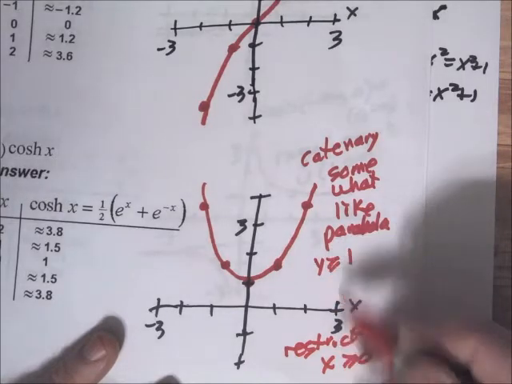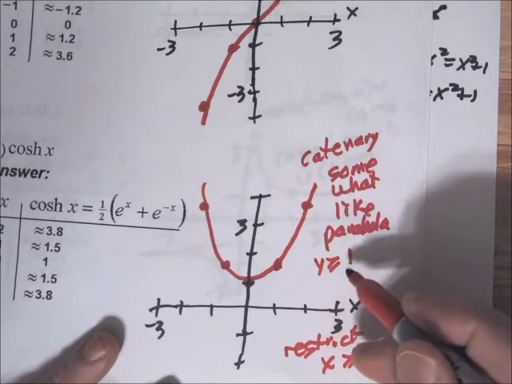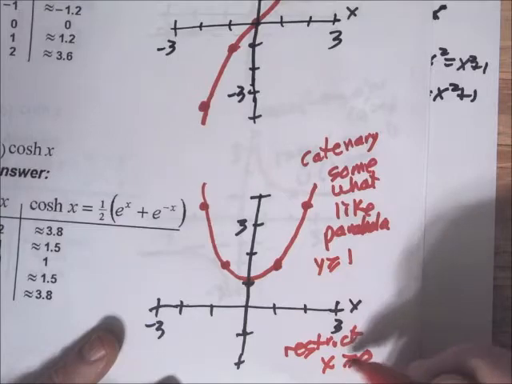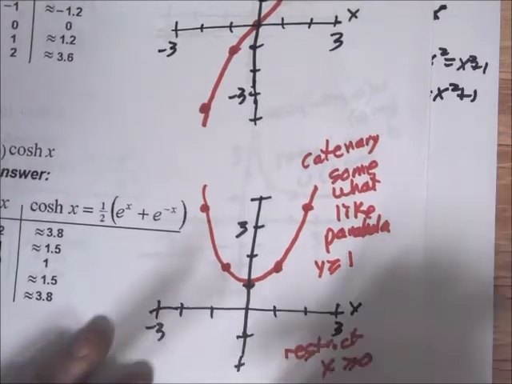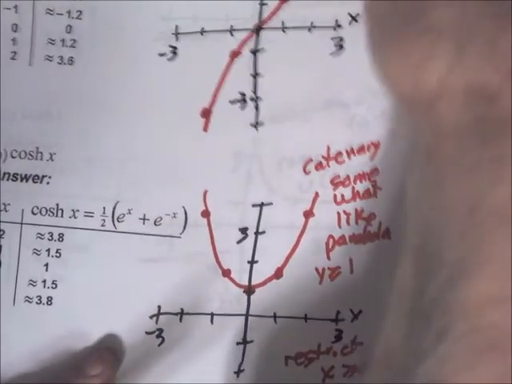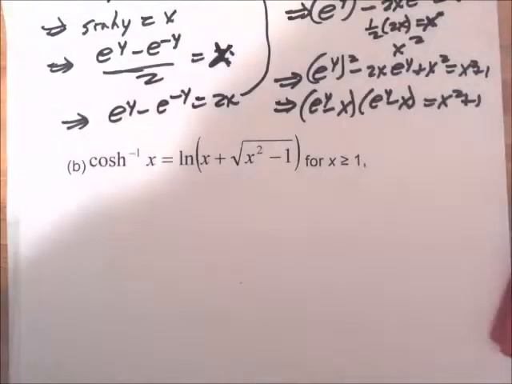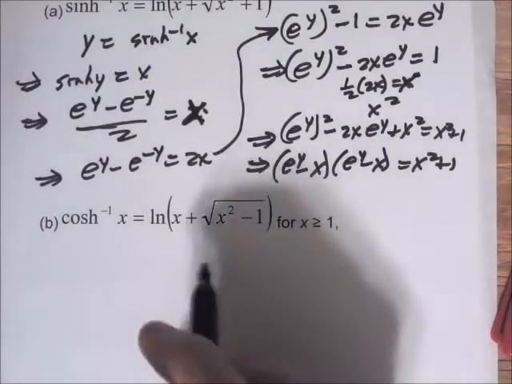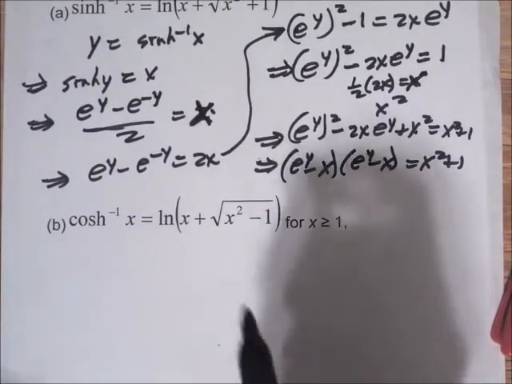So when you get the inverse, the x and y switch, so the domain and range switch. So when you get the inverse, you'll have x greater than or equal to 1 and y greater than or equal to 0. So this formula is going to apply for x greater than or equal to 1.